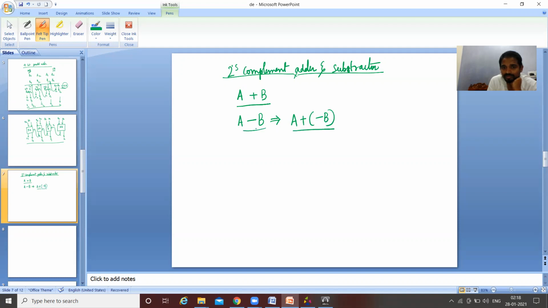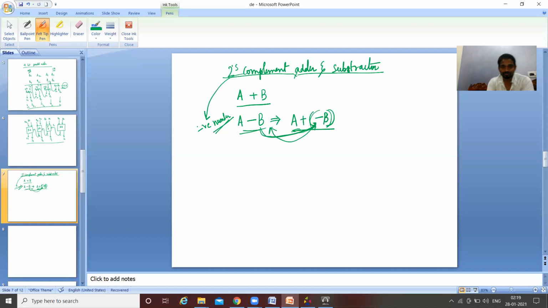Here even subtraction can be done if we are able to write this B in terms of its negative number, minus B. So as earlier we have seen in the first unit, 2's complement method can be used to represent negative numbers. So therefore, this represents minus B in the 2's complement method and then added to A, that results in the A minus B subtraction operation.